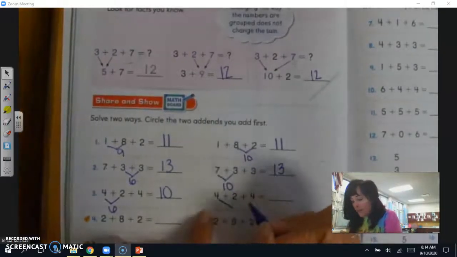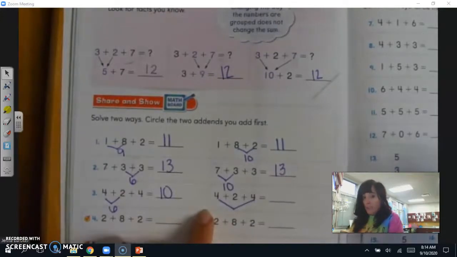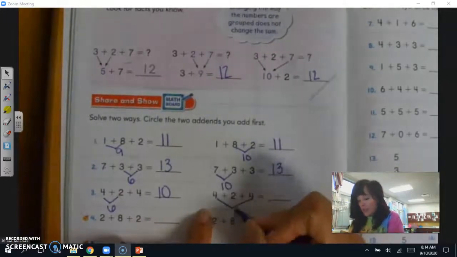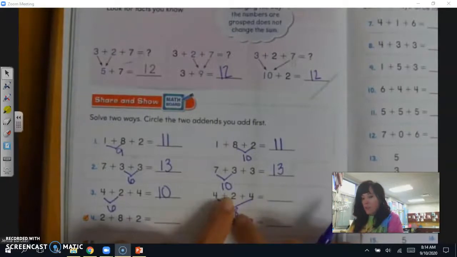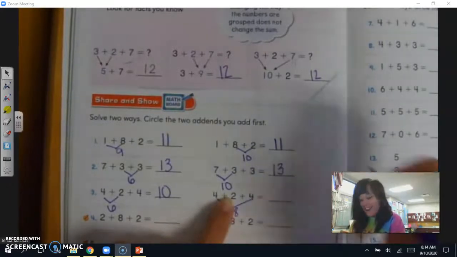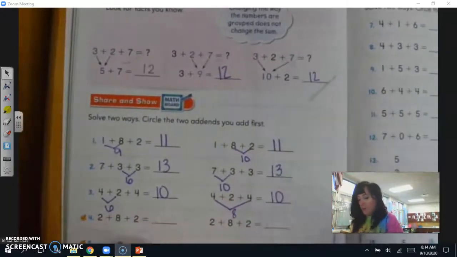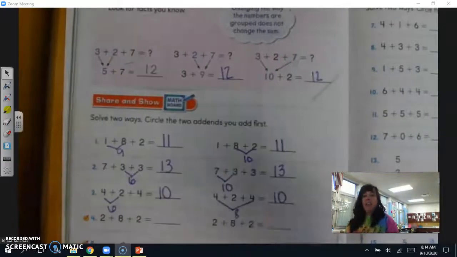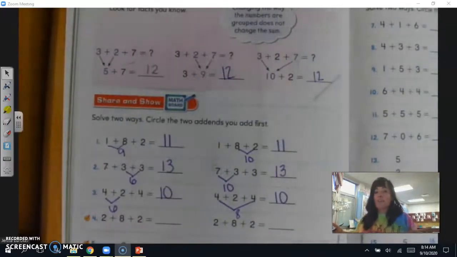I also see that 4 and 4 plus 4 equals 8. That's a double, isn't it? And then we have 2 more, so 8 plus 2 makes 10. Easy again. Boom, we get the same answers, 10 and 10. So again, it doesn't matter what order those add-ins are in.